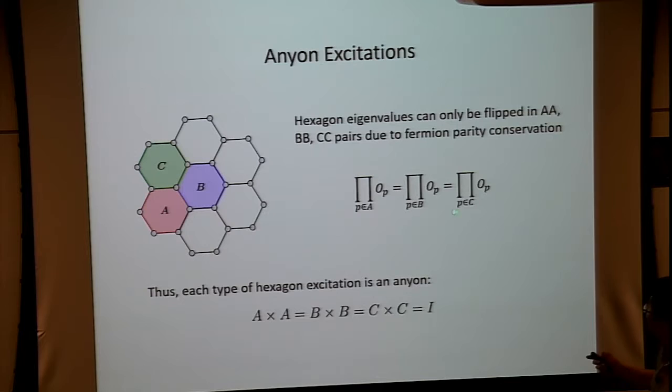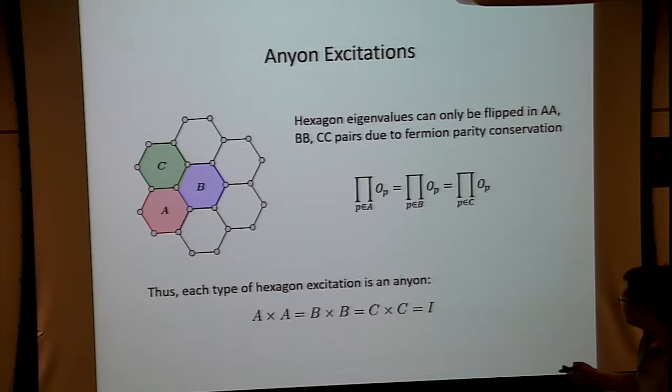So as we said, taking the product of all hexagons of each color will give us the fermion parity in the entire system, and all possible operators that you can add to the system have to preserve this fermion parity. So this immediately implies that I can never change the eigenvalue of a hexagon operator on just one hexagon, because the product has to be, let's say, equal to plus one. If I change just one hexagon, I get minus one. That's not allowed, because the fermion parity has to be conserved in the entire system, right? So this, yes?